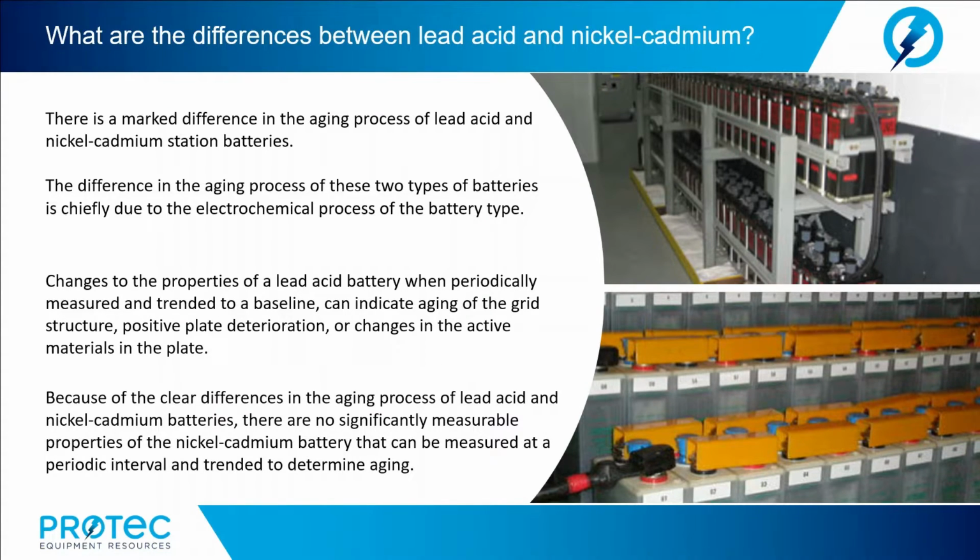Because of the clear differences in the aging process of lead-acid and nickel-cadmium batteries, there are no significantly measurable properties of the NiCad battery that can be measured at a periodic interval and trended to determine aging.